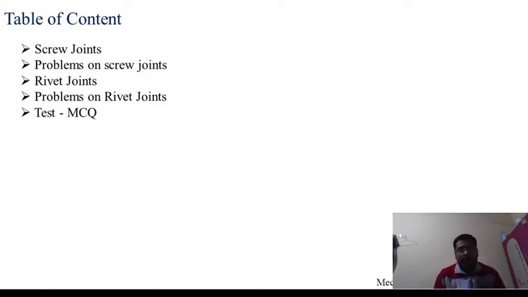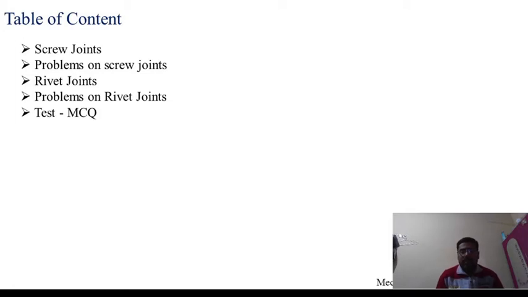Next we go for problems on screw joints. What are the problems that come in this chapter, and what parameters will we find out here? These are all the problems on screw joints. The third point is rivet joints. Rivet and screw joint are different. Rivet is a permanent joint, screw is a temporary fastener.